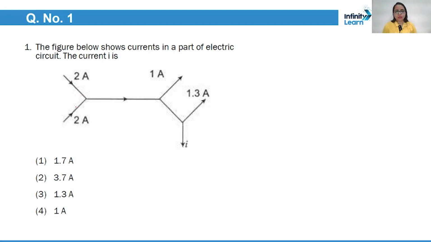So this current will be 2 plus 2, 4 ampere. Out of 4 ampere, 1 is going here. So 3 ampere will be here. Out of 3 ampere, 1.3 ampere is flowing in this branch. That means remaining will be 1.7 ampere. So correct answer is option 1.